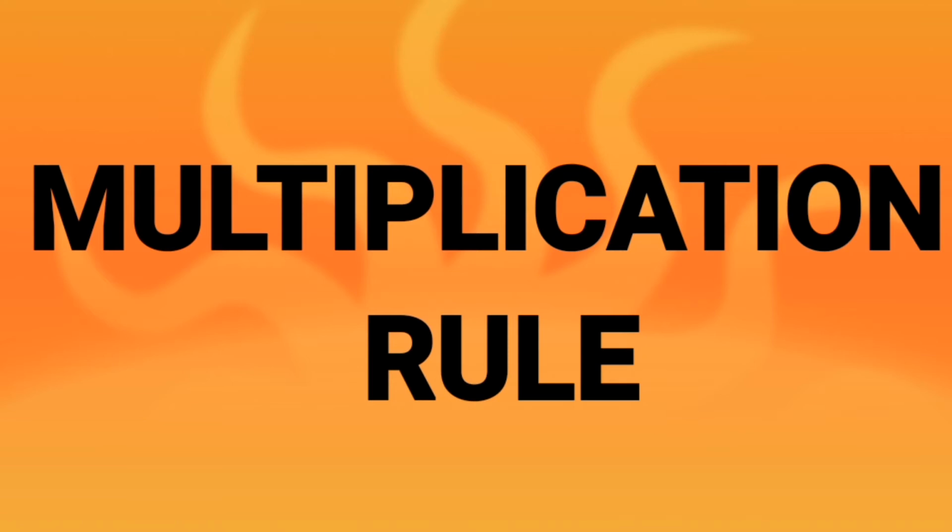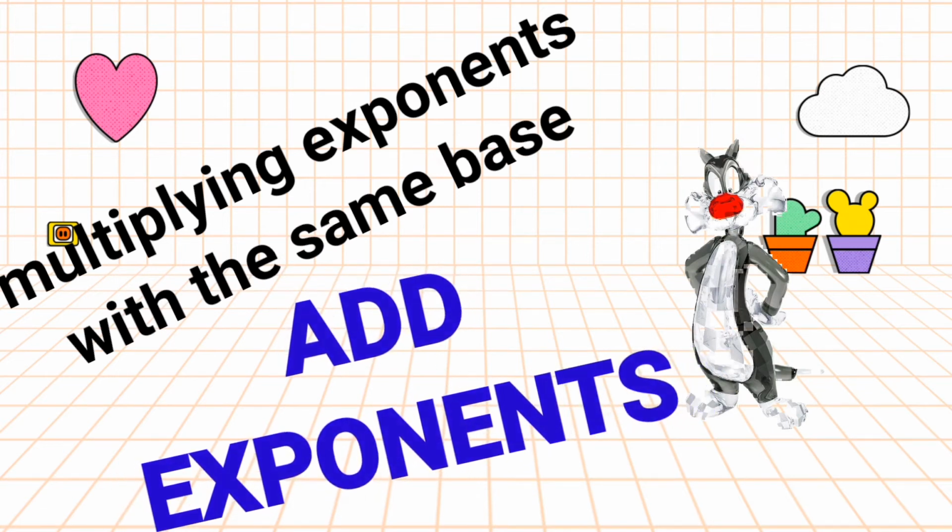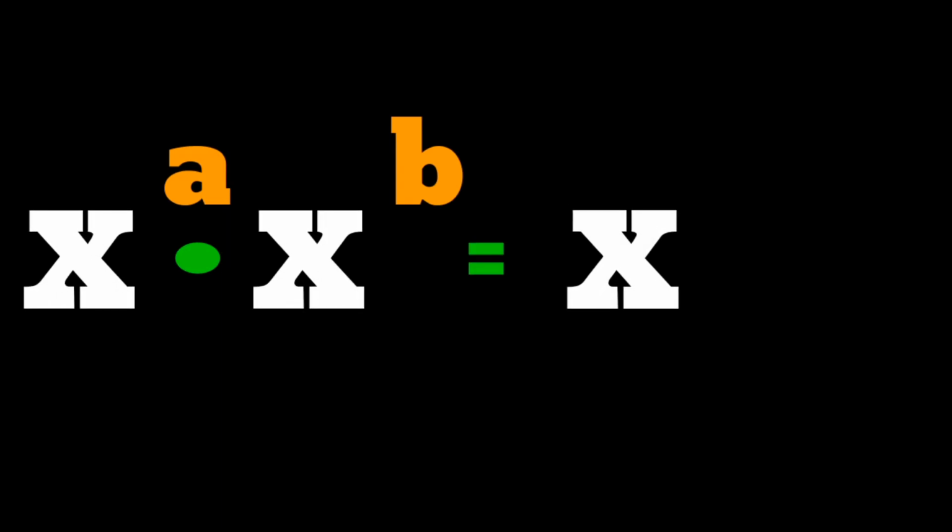Multiplication rule. To multiply two or more exponential expressions with the same base, copy the base and add exponents.